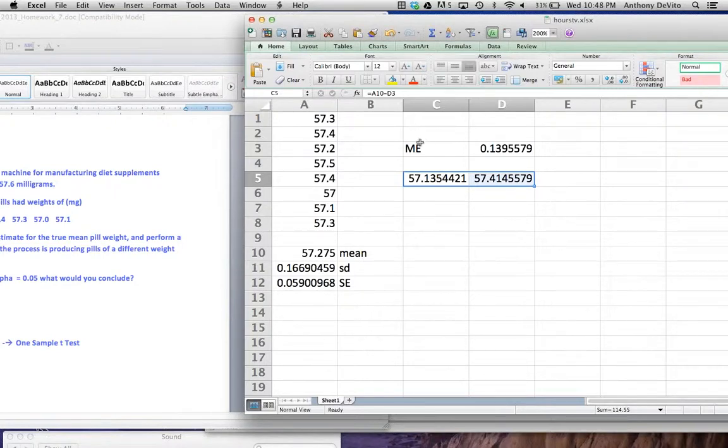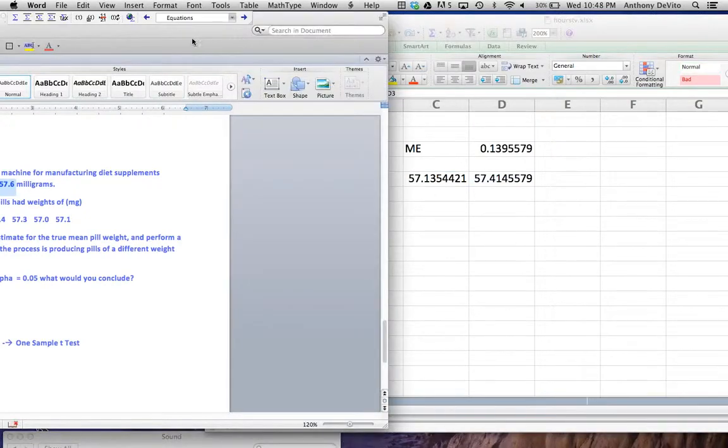Now, if the mean is between these two, let's say the manufacturer claims that the average pill weight is 57.3. Well, we can't say that he's wrong, because it could be 57.3 and we still satisfy our 95% confidence. It could be 57.14 and we couldn't say that he's wrong, even though it's at the low end, because we only know that we're 95% sure what the range for the mean is. Okay, so there's a big difference.